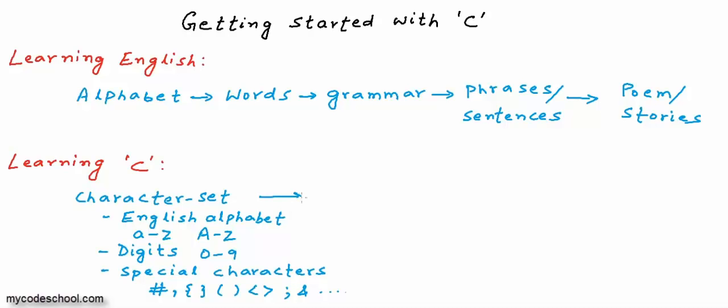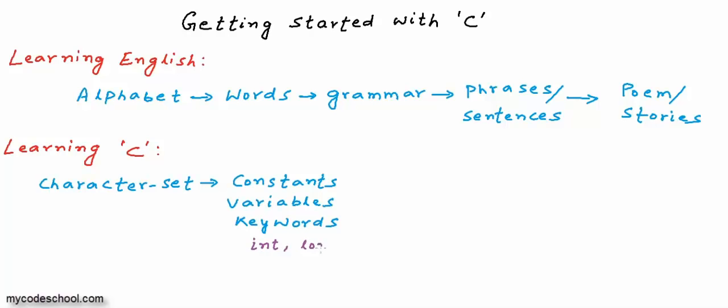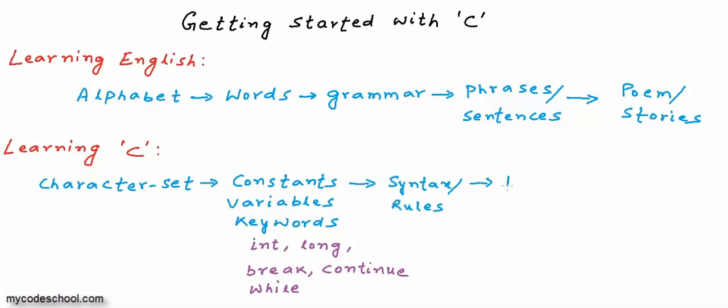Once you know the character set that you can use, then you need to know how to write constants, how to create variables, and you need to know some of the keywords. Keywords are special words that should always be used for a specific reason. Some of the examples of keywords are int, long, break, continue, while, and there are many of them. But there is a finite set of keywords and they are not too many like words in English dictionary. Using these basic elements and some set of rules, we can write instructions, or what we can also call statements. And once we are able to write some statements, we can organize them in a structure to create a program.